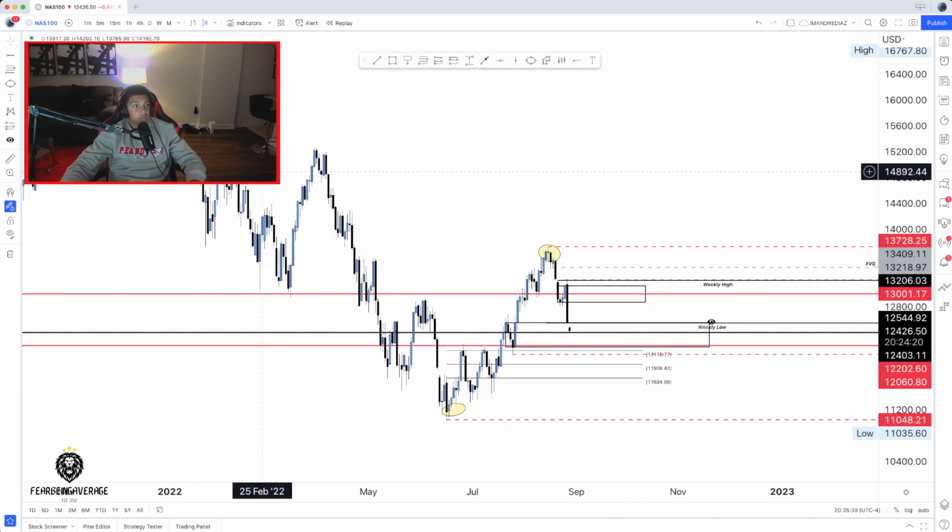So the two areas that I'm going to be really paying attention to are going to be around that 13,000 to 13,200 area, and then right down here at this 12, what is this?